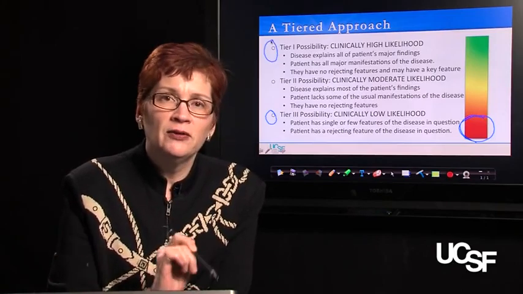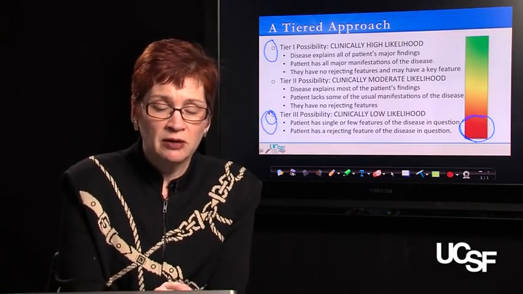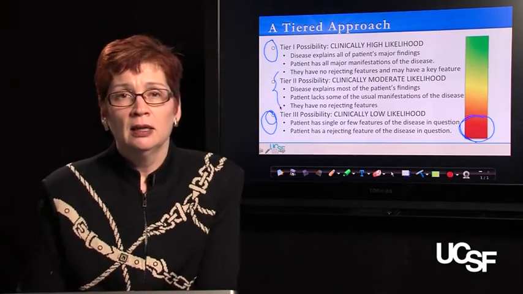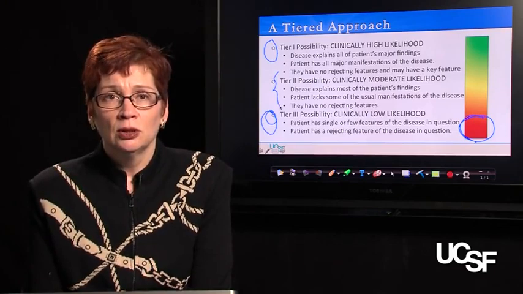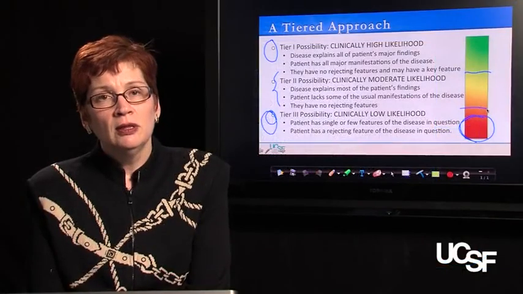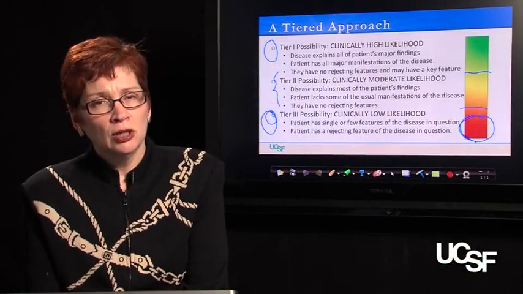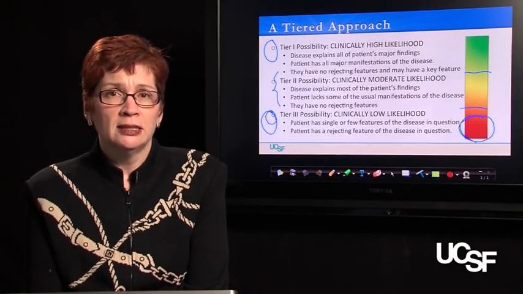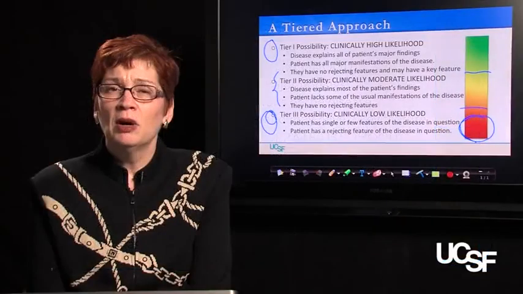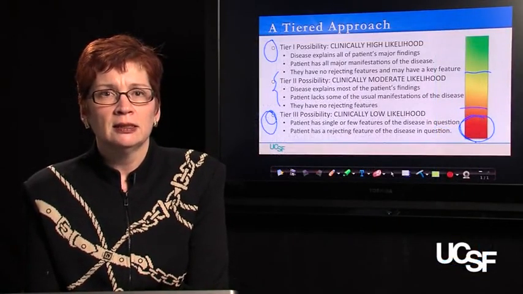There will be very few tier 1s. There could be quite a number of tier 3s depending on the symptoms. But most of your attention will be spent paying focused concern to tier 2 possibilities. And those are the clinically moderate likelihood of disease. So if you look at a disease and look at your patient's illness script in comparison to that disease illness script, and you say, well, this disease I'm considering explains most of the patient's findings, but there's some major ones that are not explained by the disease, then you might be dealing with a clear tier 2 disease.